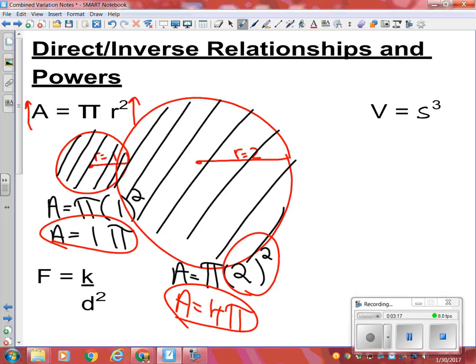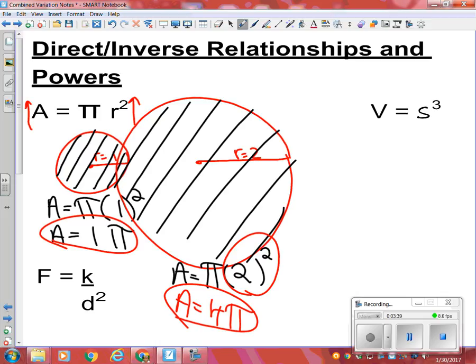Does everybody understand? So what happens is when you have powers, it's still direct. But it means as one increases, the other is going to increase at a much faster rate. Does that make sense? It's still direct. Okay? But it's going to happen much, much faster. As one goes up, the other one goes up faster than you expect because of the square.